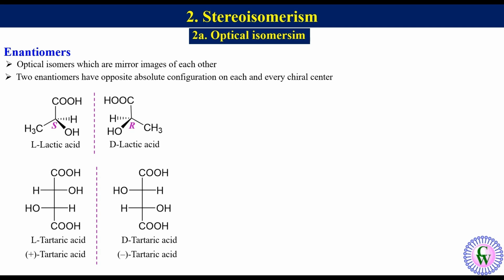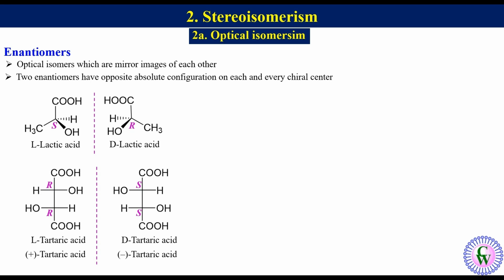We can also find this relation by determining absolute configuration. L has R configuration while D has S,S. Since they are optical isomers with opposite absolute configuration on each chiral center, they are enantiomers.